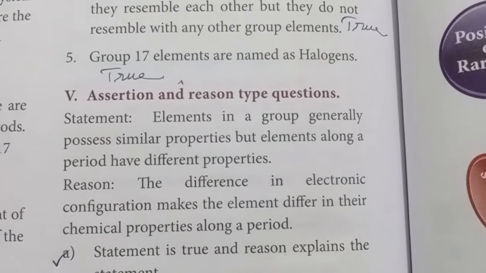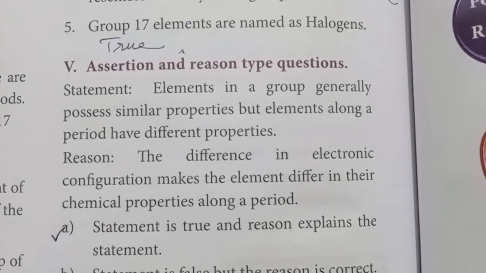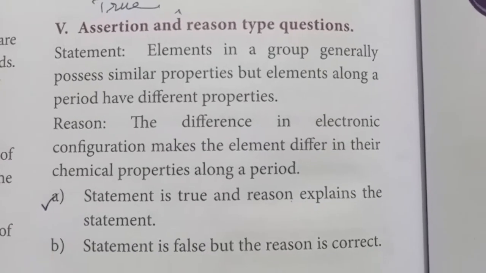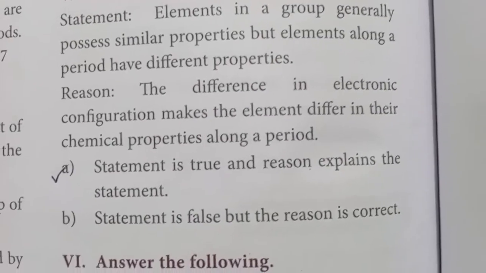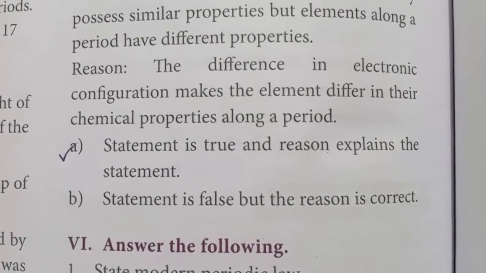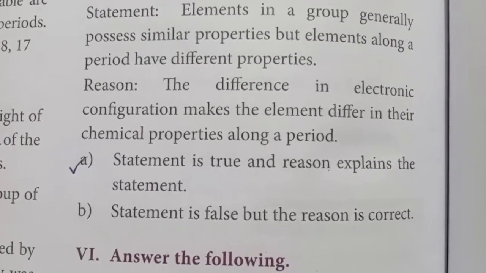True. And the assertion and reason type question. Statement: elements in a group generally possess similar properties, but elements along the period have different properties. Reason: the difference in electronic configuration makes the elements differ in their chemical properties along the period. So the statement is true and the reason explains the statement.